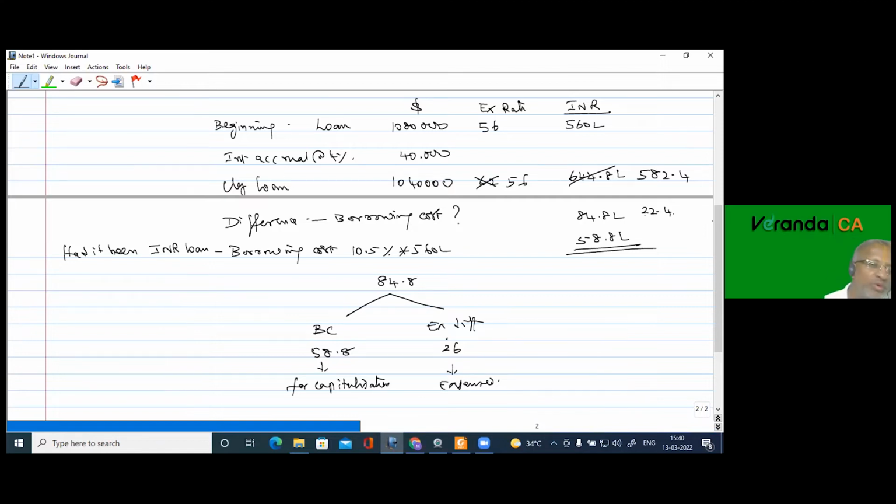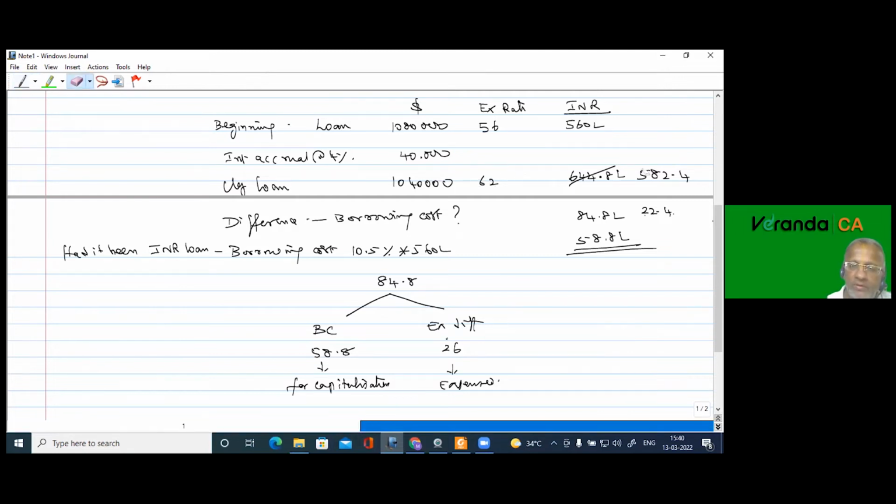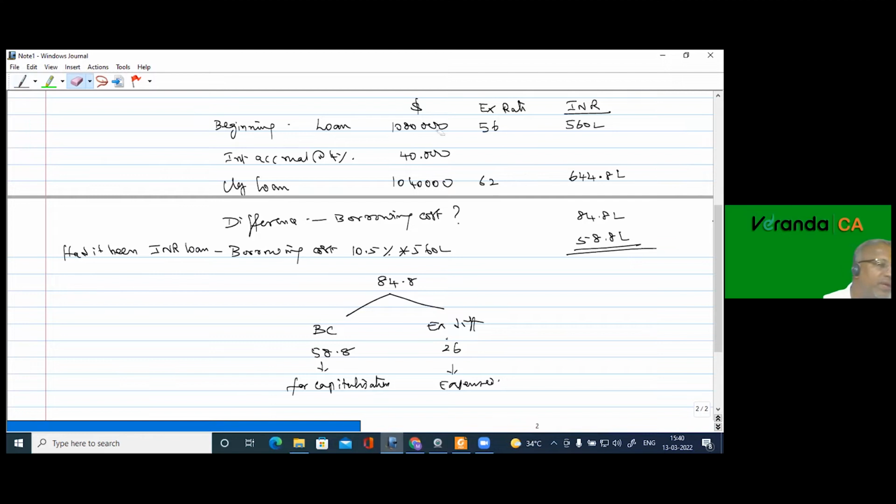So therefore, what should we understand? In simple terms, you can say the exchange difference or interest on the equivalent INR rupee loan, whichever is lower, will be taken up as borrowing cost. Between the two, whichever is lower should be taken up.